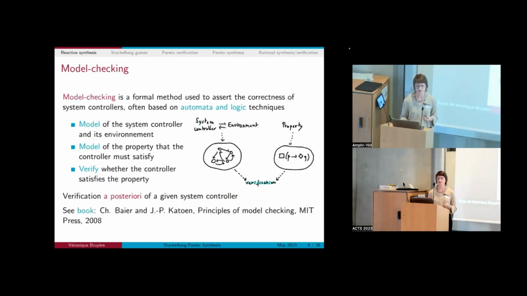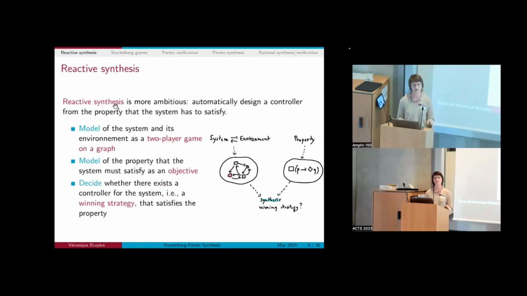And thus we need to produce a system controller that is capable of guaranteeing a safe behavior for the system against any behavior of the environment. And this is what we call verification, and it is done a posteriori of a given system controller. So there are many results, and maybe I could mention this book by Christel Baier and Joost-Pieter Katoen. Now we can go further with reactive synthesis. It is more ambitious.